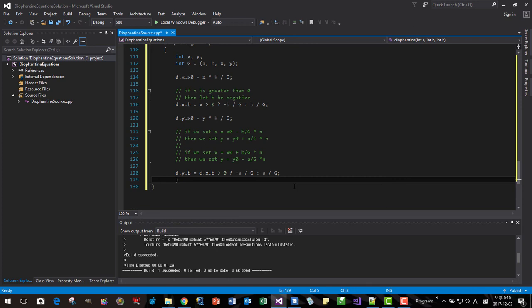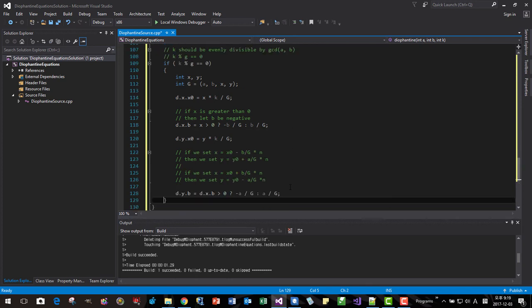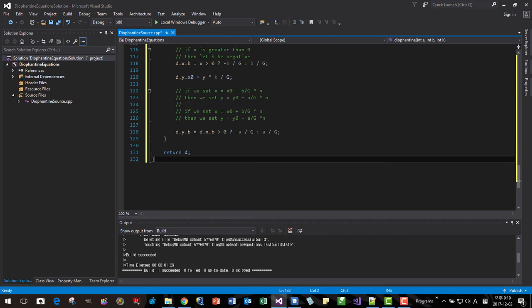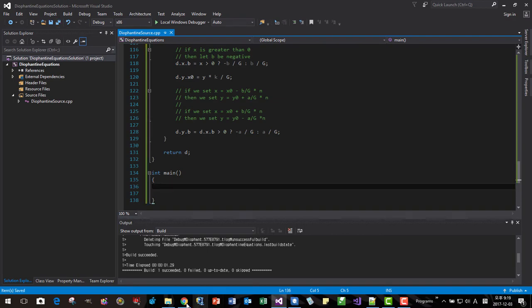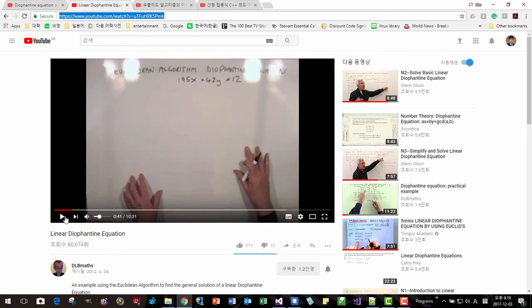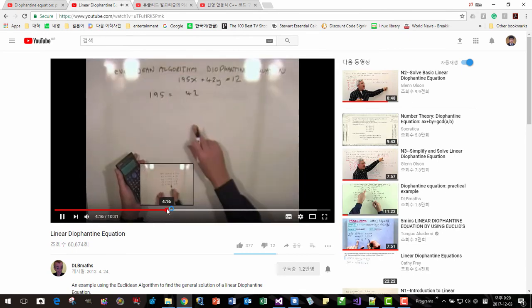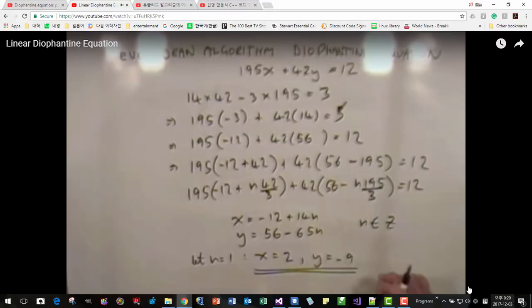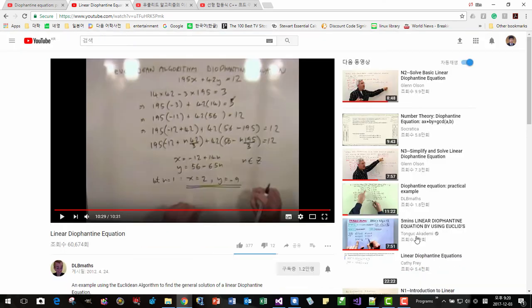Yes. Now we return d. So we solved. Now in the function main, int main, we are testing here. We first try with this example, the first one, minus 2 to 5. So remember this value.